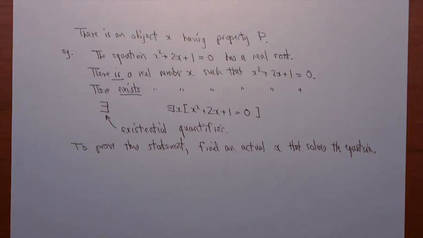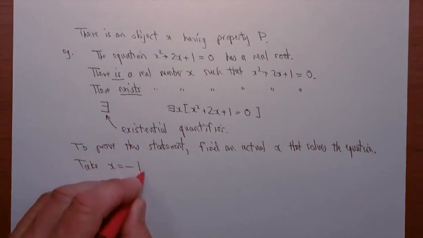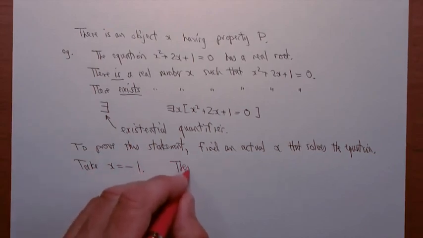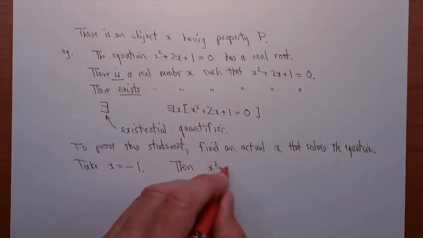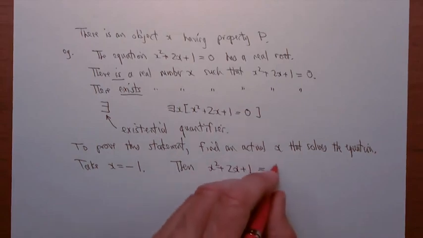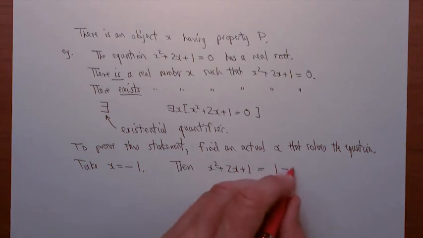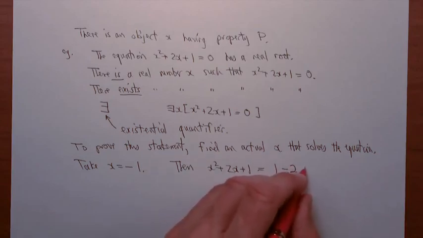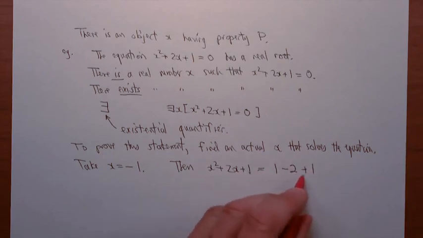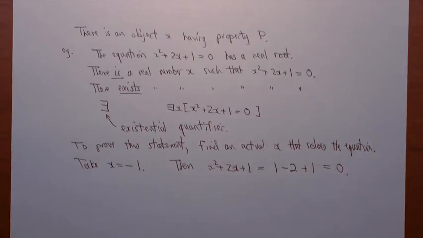And with this example, it's easy. Take x equals -1. Then x squared plus 2x plus 1 equals -1 squared, which is 1, plus 2 times -1, which is -2. Then we've got the plus 1. 1 minus 2 plus 1 equals 0, which solves it. Well, that was a simple example.